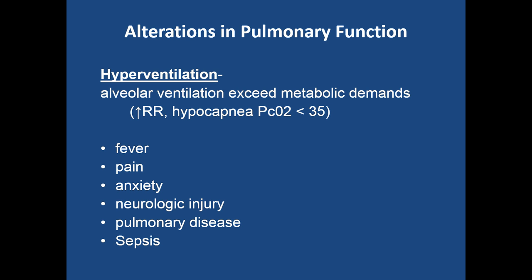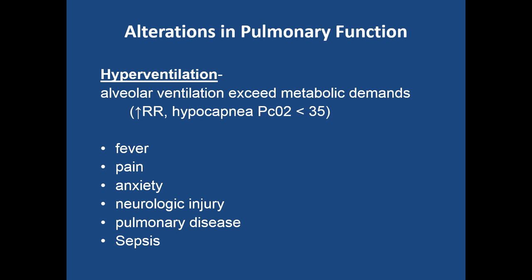Now we're going to get into some of our general alterations in pulmonary function. So these can be applied to many, if not all, of the disorders we'll talk about in the pulmonary unit. So we'll talk first about hyperventilation, because you don't see it as much as hypoventilation, but we do want to make sure that we know about it because it can cause changes in our blood gases and cause problems all over the body. So hyperventilation means that alveolar ventilation, or breathing, exceeds the metabolic needs.